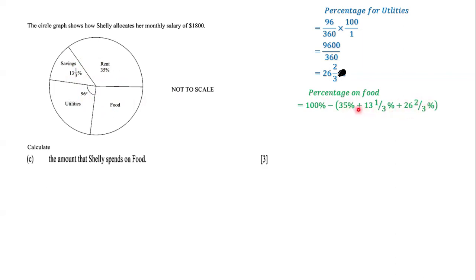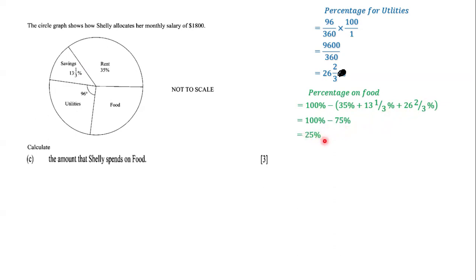And when we add them all up, we're going to take that sum and subtract it from 100. So 35 plus 13 1/3 plus 26 and 2 over 3 is actually equal to 75%. So we have 100% minus 75%, and that gives us 25%. So the percentage on food is 25%.